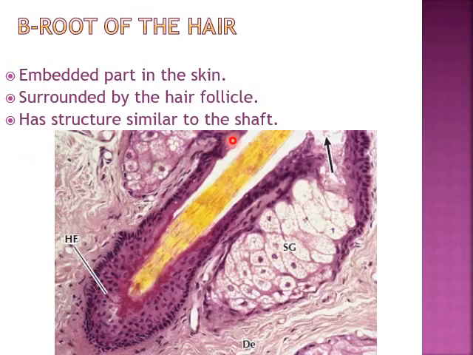The second part of the hair is the root of the hair. The root of the hair is the part of the hair embedded in the dermis or in the skin, in the hair follicle. Its structure is similar to the structure of the shaft of the hair. I mean, it is formed of three layers: medulla, cortex, and cuticle. And the medulla is only present, as I said, in the coarse hair, not in the fine or thin hair.